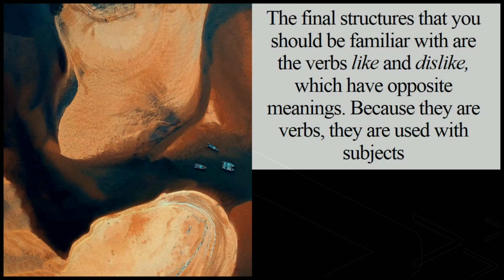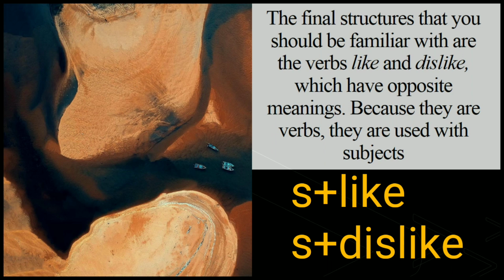The final structure that we should be familiar with are the verbs like and dislike, which have the opposite meanings. Oke, jadi like juga bisa berfungsi sebagai kata kerja. Alright, because they are verbs, like and dislike, they are used with a subject. Oke, they are used after the subject. Like dan dislike merupakan kata kerja. Oke, jadi harus ditulis setelah subject.